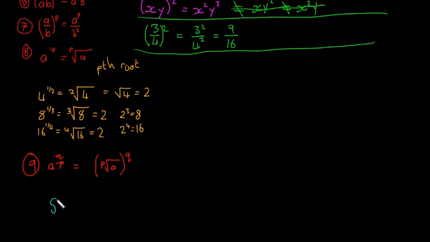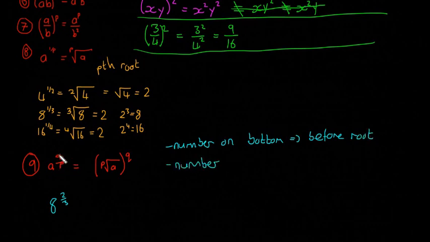I'll give an example of that. For example, if they ask us 8 to the power of 2 over 3, I'll just say before this, it's whichever number on the bottom. So 8 to the power of q over p is the pth root to the power of q. The number on the bottom goes before the root, and the number on the top, of the fraction there, is the power. So it's to the power there.